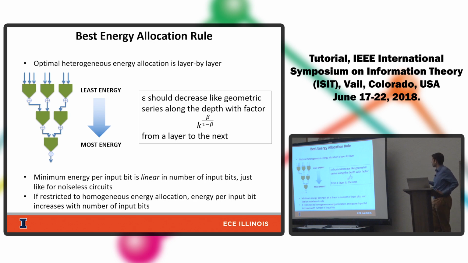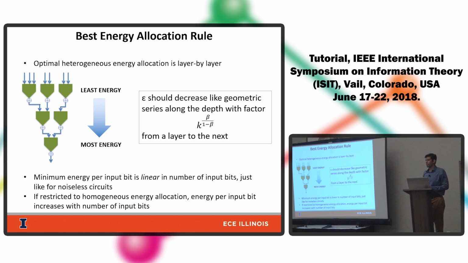First is that the minimum energy per bit is linear in the number of input bits, just like for noiseless circuits. So if you had restricted yourself to homogeneous energy allocation to all gates, like the older work of Pippenger and all, then you could not achieve energy per input bit that's only linear in the number of input bits. It would require a super linear amount of energy. Right? So this is very, very nice that by allowing this energy allocation across the circuit, you can actually achieve much, much better scaling laws with energy and reliability.